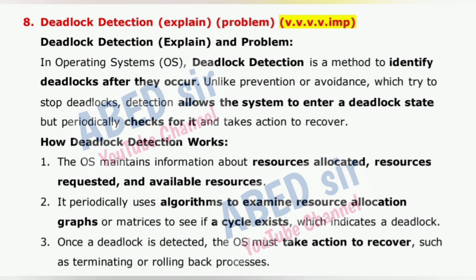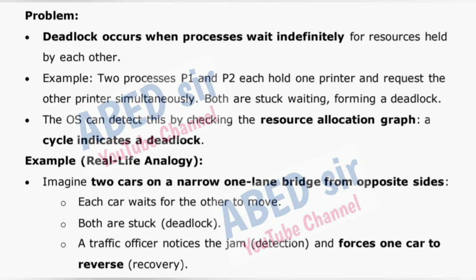How deadlock detection works. 1. The OS maintains information about resources allocated, resources requested, and available resources. 2. It periodically uses algorithms to examine resource allocation graphs or matrices to see if a cycle exists, which indicates a deadlock. 3. Once a deadlock is detected, the OS must take action to recover, such as terminating or rolling back processes.